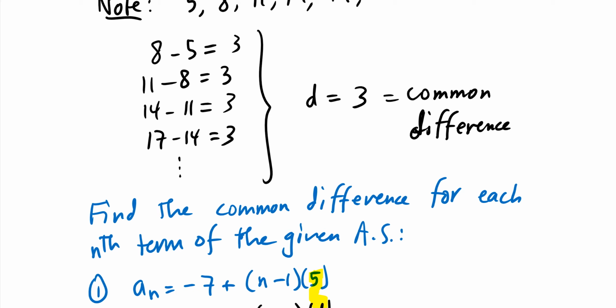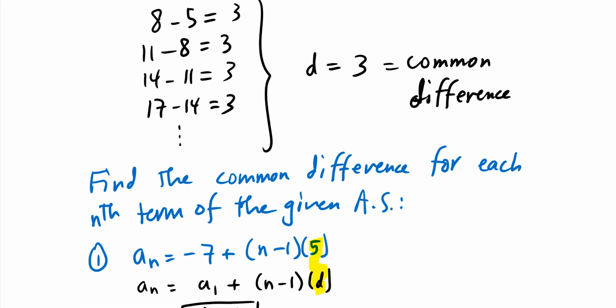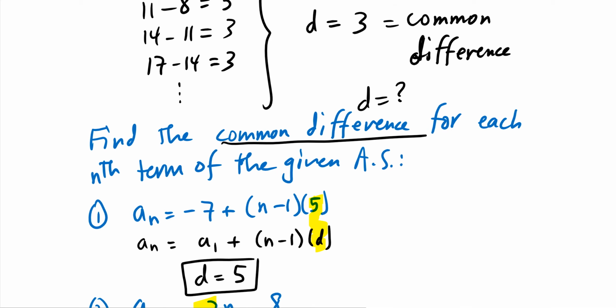So if you write down the main formula, which is an equals a1 plus n minus 1 times d, and compare them, you see the highlighted ones, that's what d is. D is 5. If you're asked for the first term, a1, it would be -7. But we're not asked. We're asked just to find the common difference, d. So d is 5 and a1 is -7.